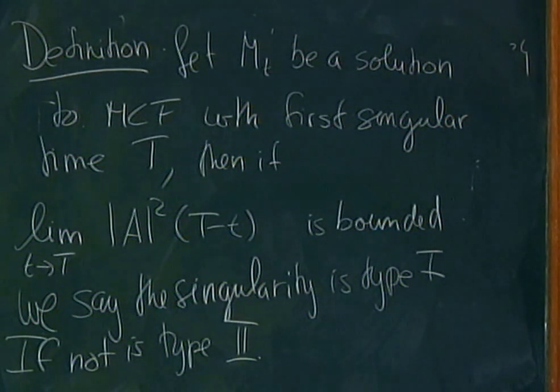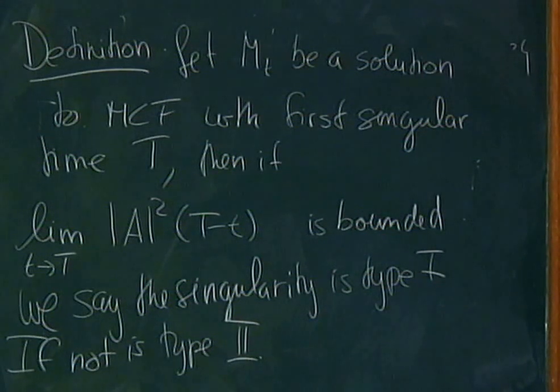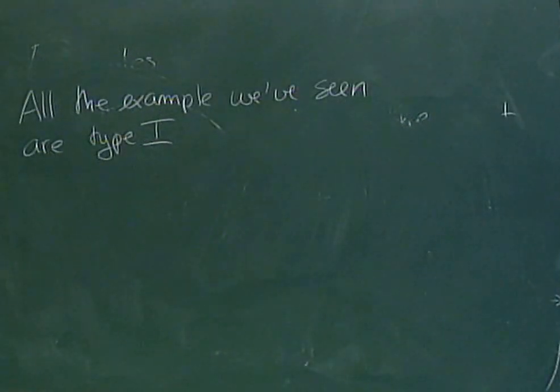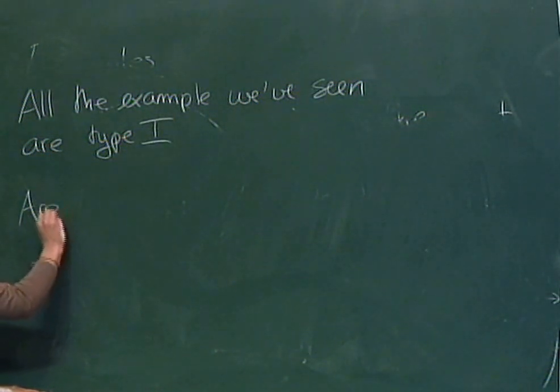All the examples that we've seen are type 1. So a reasonable question to ask is, are there any examples of type 2 singularities? Maybe all singularities are type 1. So are there any singularities of type 2?